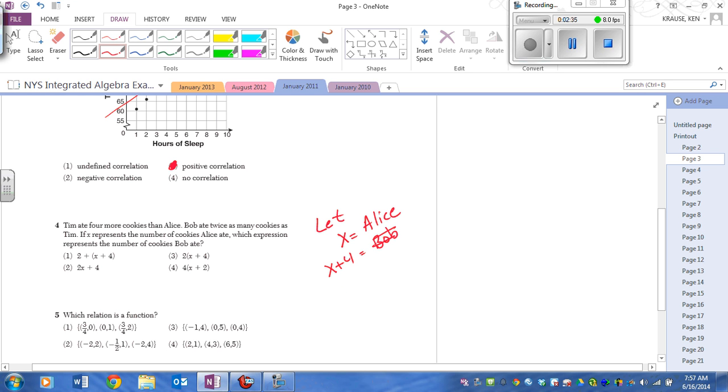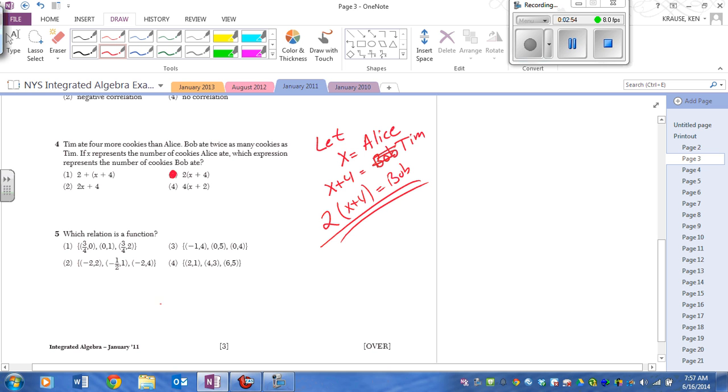Tim ate 4 more than Alice, and Bob ate twice as many as Tim. So if you take Tim, which is x plus 4, you have to double it or multiply by 2. And so therefore the answer is choice 3.